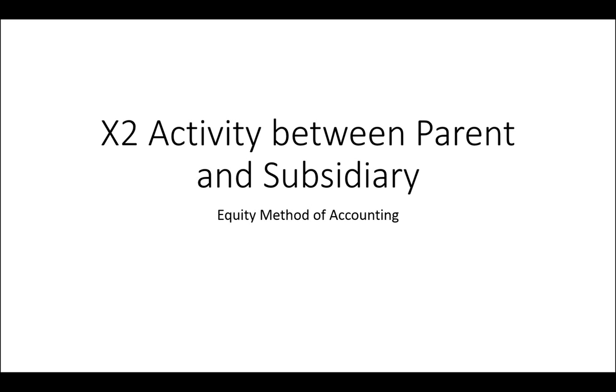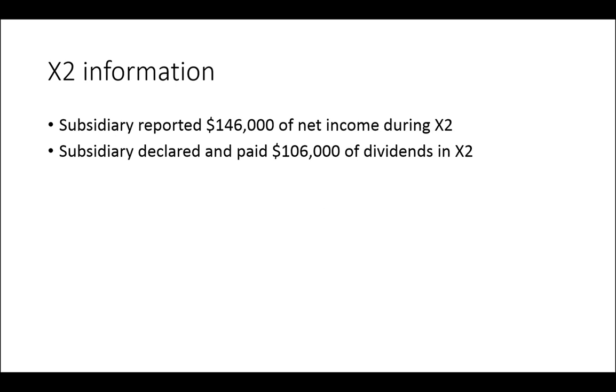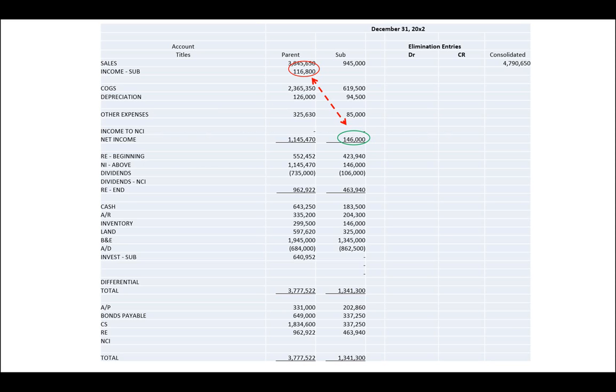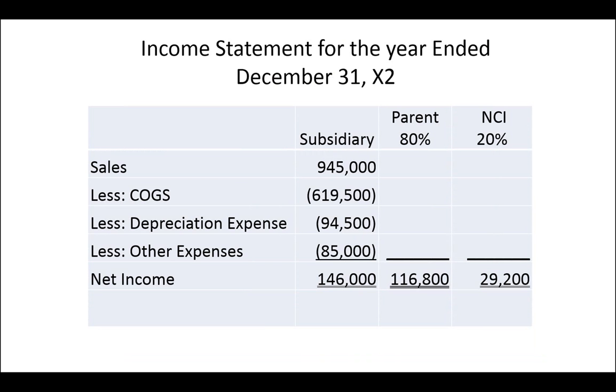Year 2 activity between the parent and the sub. The information from Year 2: the sub has net income of 146 and dividends of 106, which we can see on the 3-part worksheet. And again, notice that the income from the subsidiary does not agree to the income sub. That is because the parent is only getting 80% of that. And you see again, I've broken that out for you. 146 times 80% is 116,800, and 29,200 goes to the NCI.